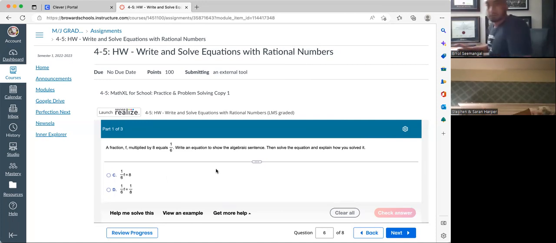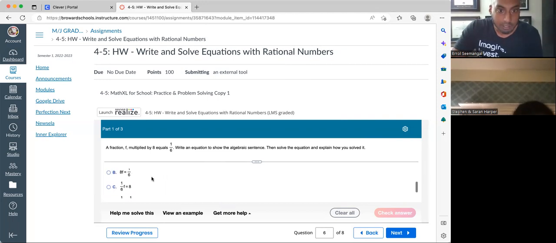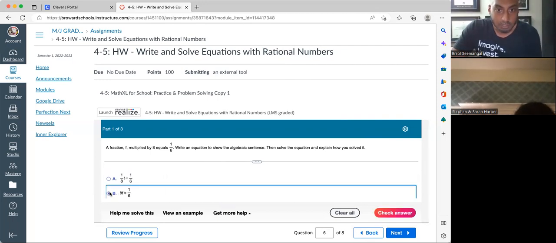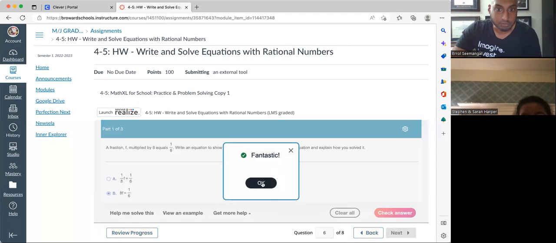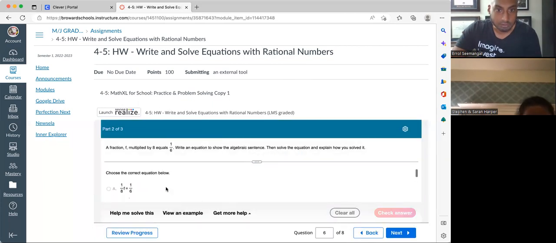I know this one. A fraction f multiplied by 8 equals 1 over 6. Write an equation to show the algebraic sentence, then solve. So how do you know? Okay, so let me check. Fraction f multiplied by 8 is 1 over 6. Okay, yeah, that's right. Check that first one, then they want you to solve.